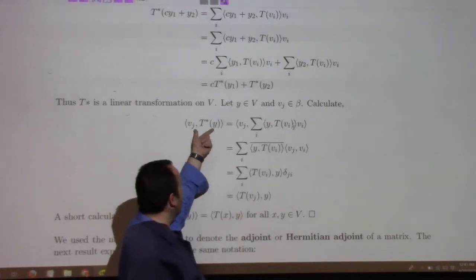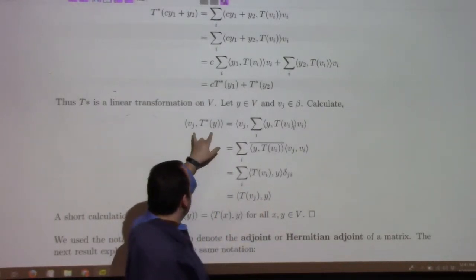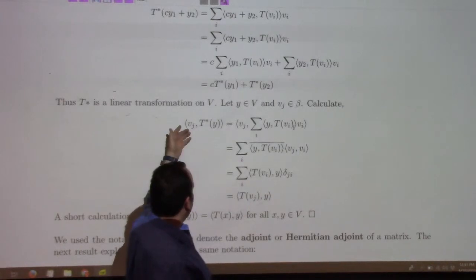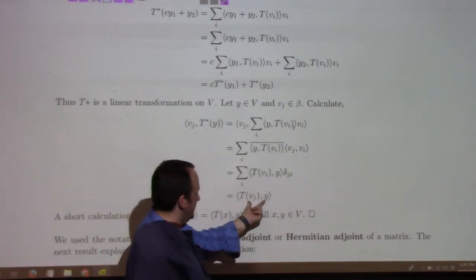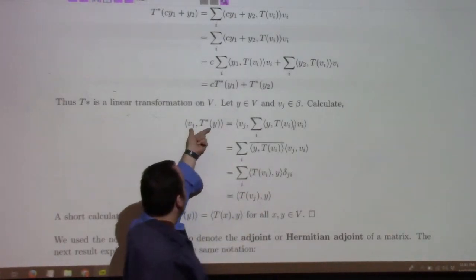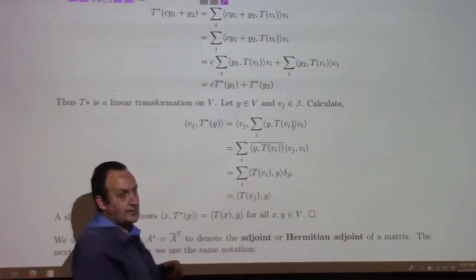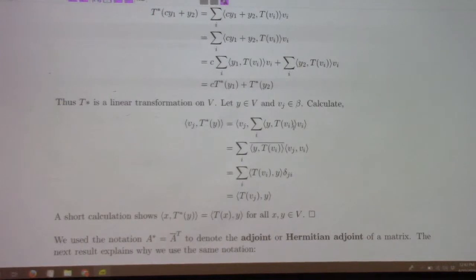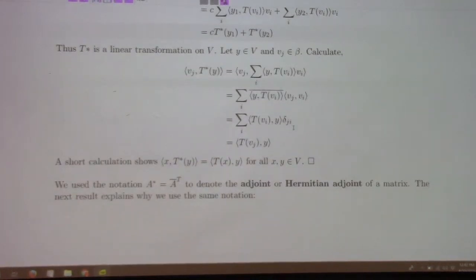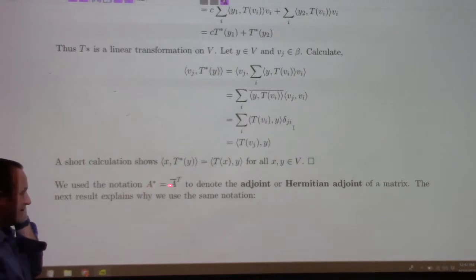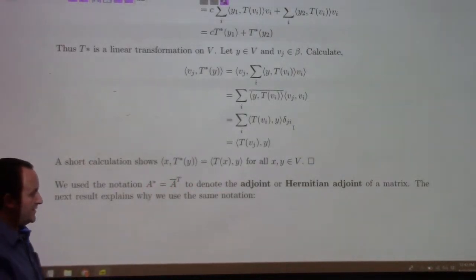And if you can do that, then you can take a linear combination of this with arbitrary constants, and that gives you that x with T star y is equal to T of x with y. So if I can prove that for a basis, the identity follows, like I said, with a short calculation. But, all right, so again, A star is A conjugate transpose. This is the adjoint or Hermitian adjoint of a matrix.